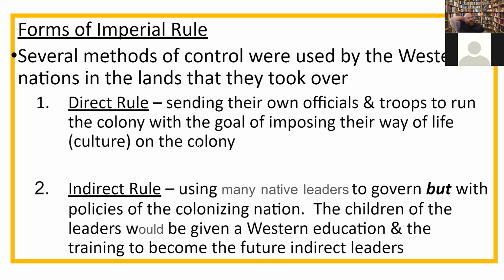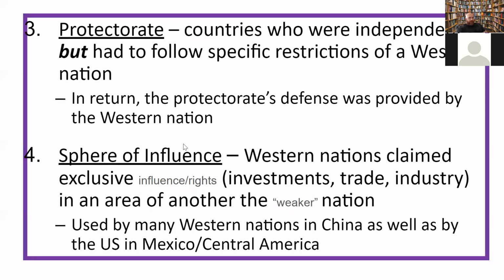And a lot of times it starts off as indirect rule, and then something happens, something goes wrong to where you have to have that direct rule. You have protectorates, and then once again, that sphere of influence, right? It's how are you influencing these areas, and how are you using that influence to your advantage? And that's the whole deal, is using it to your advantage.